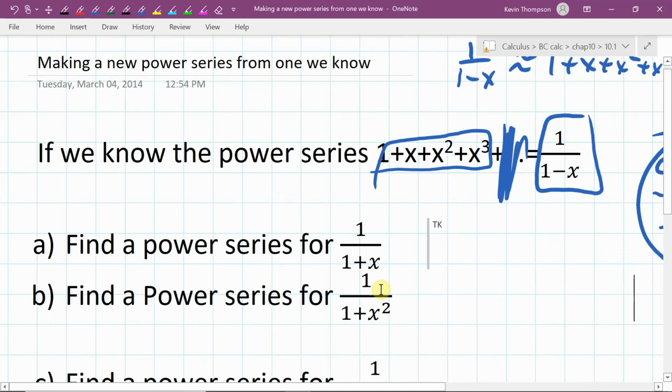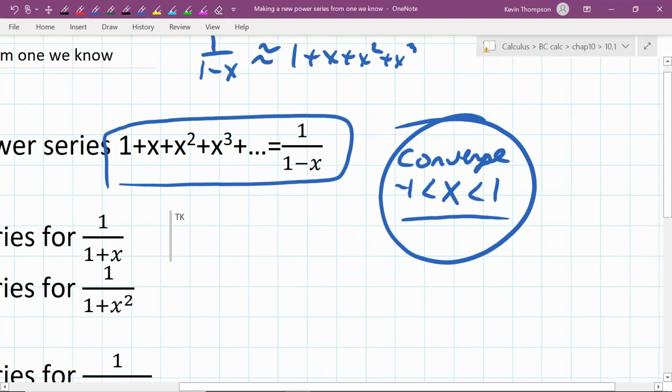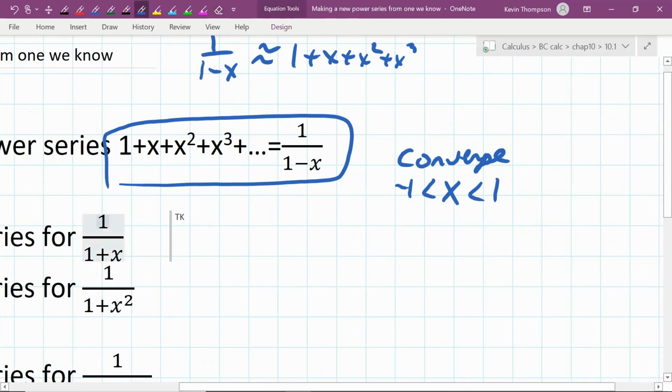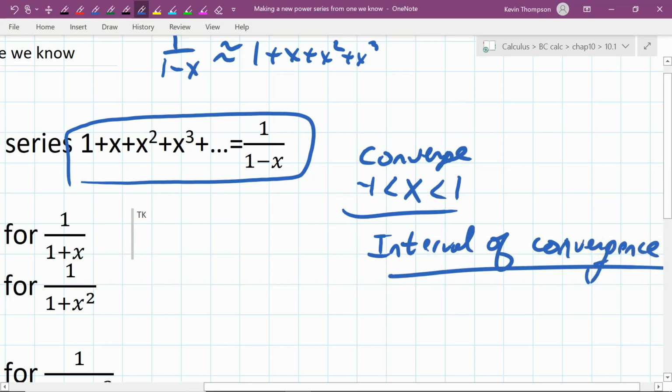So, here's a power series. Those things are identical as long as we are on this. And again, I said it, but let me write it. This is referred to as the interval of convergence. The interval of convergence. It's the values of x where that statement is going to be true. And it's geometric, and so we knew that.